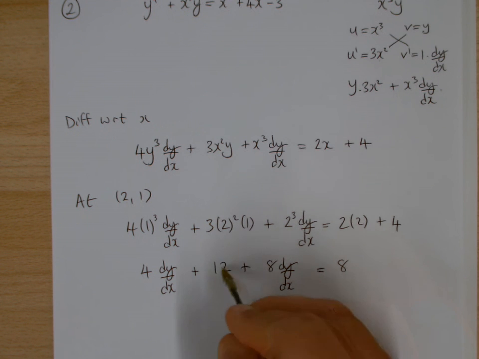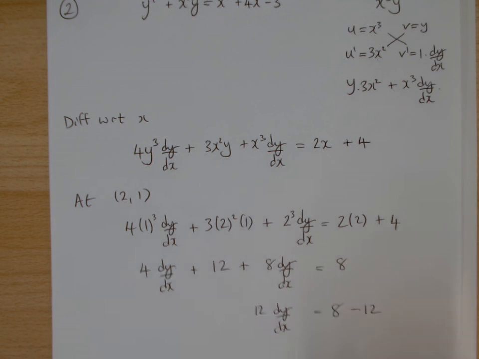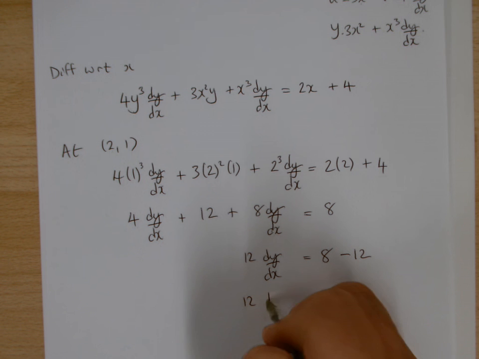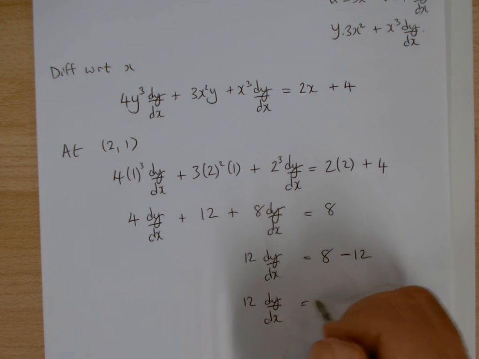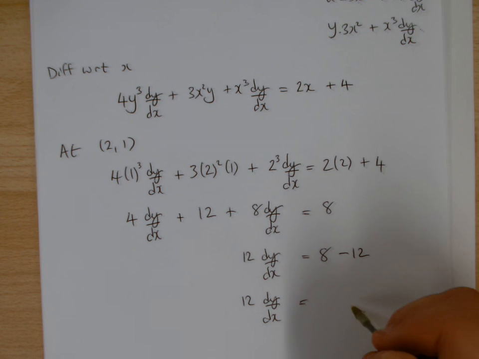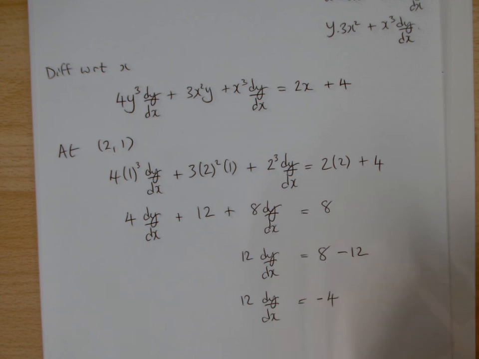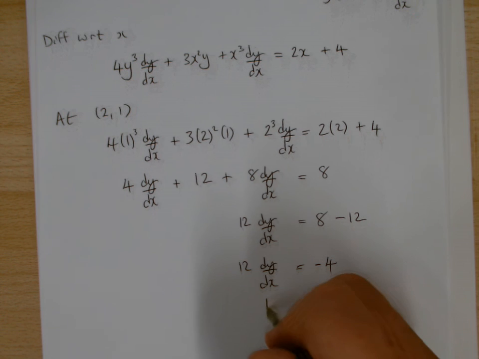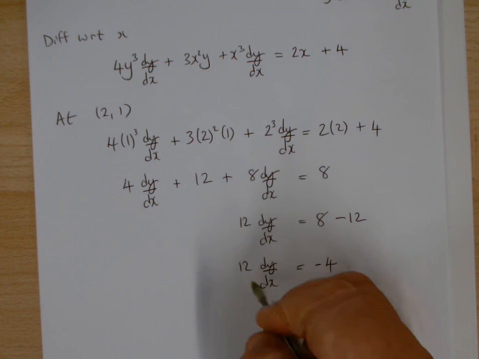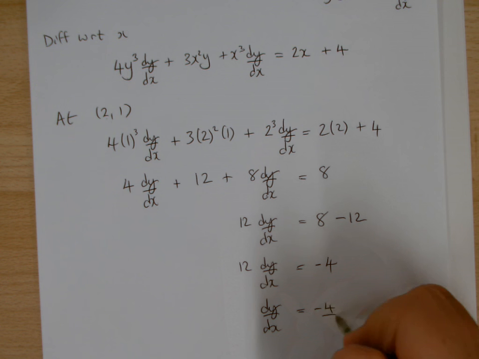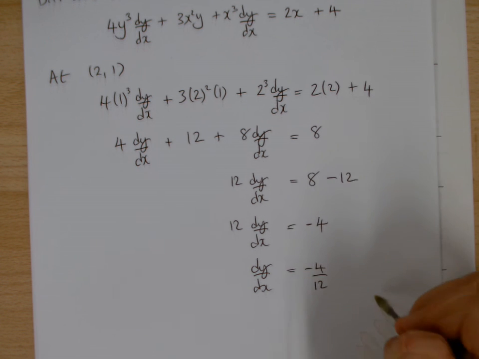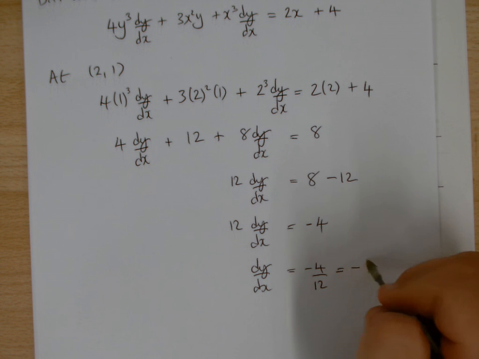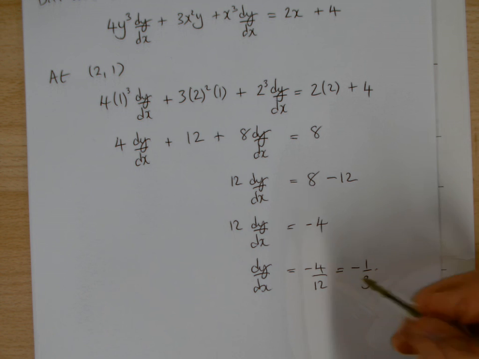We've got 8 then. Let's take that 12 over, so it'll be minus 12. So you get 12 dy/dx. 8 take away 12 is minus 4. And then for dy/dx, you simply take that 12 over, and because you times in, when you take it over, you divide. So we get our answer. So dy/dx is minus 1/3 when this is simplified.